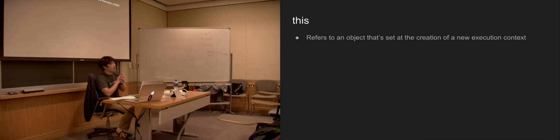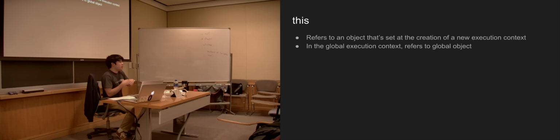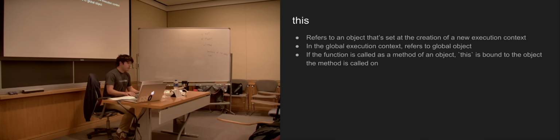Nice. So, this. Has anybody heard of this with the lowercase t? Yeah, some. It appears in a lot of object-oriented languages. JavaScript, of course, is not object-oriented per se. It uses prototypical inheritance, so this functions slightly differently. But essentially, it refers to an object that's set at the creation of every single new execution context. And so it refers to the invoking object. In the global execution context, it refers to a global object. If a function is called as a method of an object, then it points to the object that the method was called on.